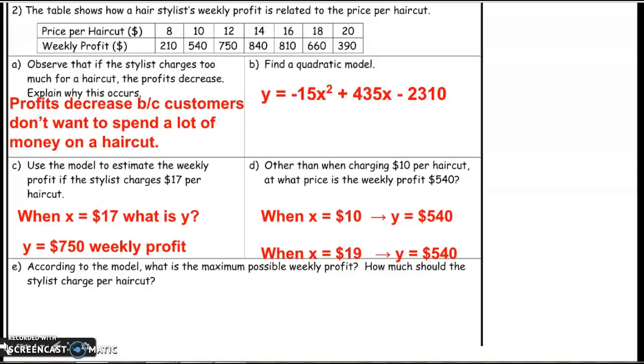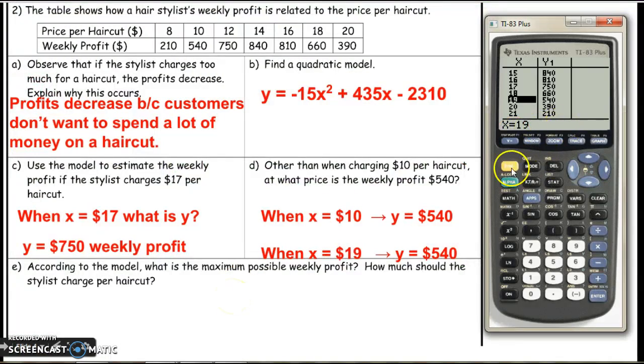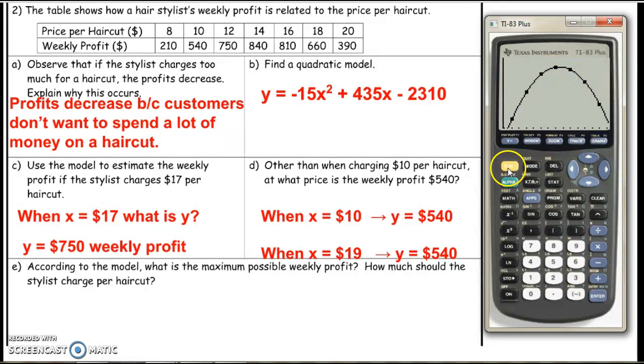And finally, question E, according to the model, what is the maximum possible weekly profit? How much should the stylist charge per haircut? So we're talking about maximum profit. Maximum means we're looking for the vertex. So once again, back to our calculator. Here's our graph. We are looking for the vertex. So second and trace, it's a maximum, number 4.